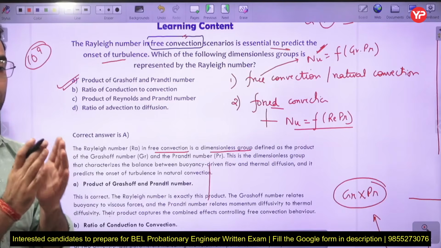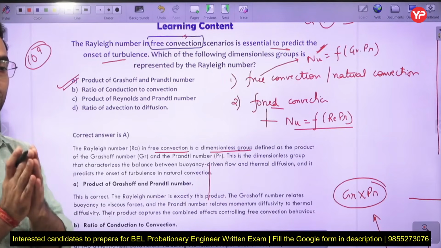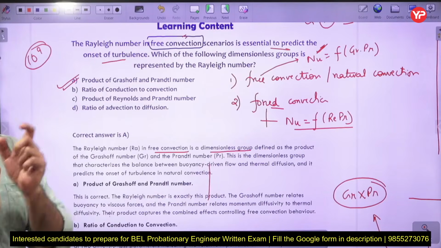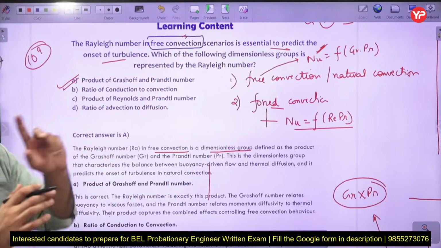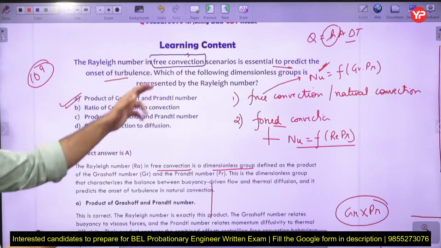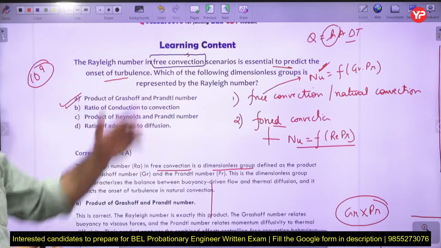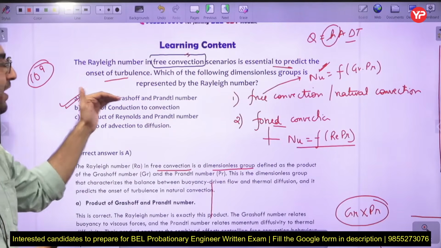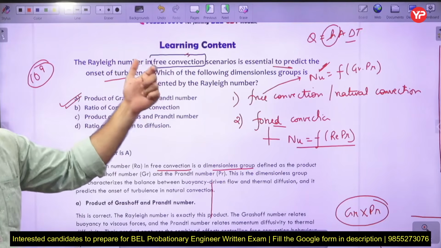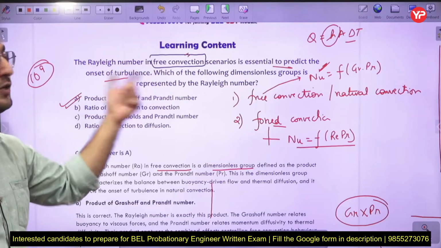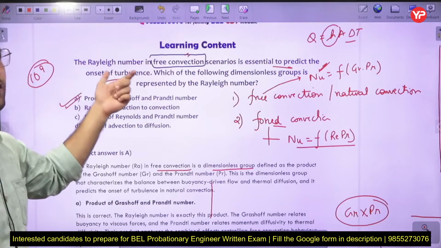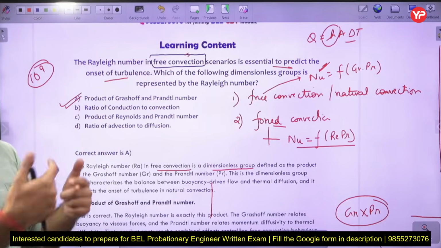Okay, so you have to make sure that you start your preparation by keeping in mind that you have to focus only on the theoretical subject, and you have to read it very carefully. Okay, you should have a proper understanding of each and every topic, because a question is not asked directly. For example, in this case they can frame the question in this way: the Rayleigh number, which is defined as the product of Grashof and Prandtl number, for which purpose do we use this number? Okay, so it is basically used to predict the onset of turbulence. So a question can be framed in different ways.